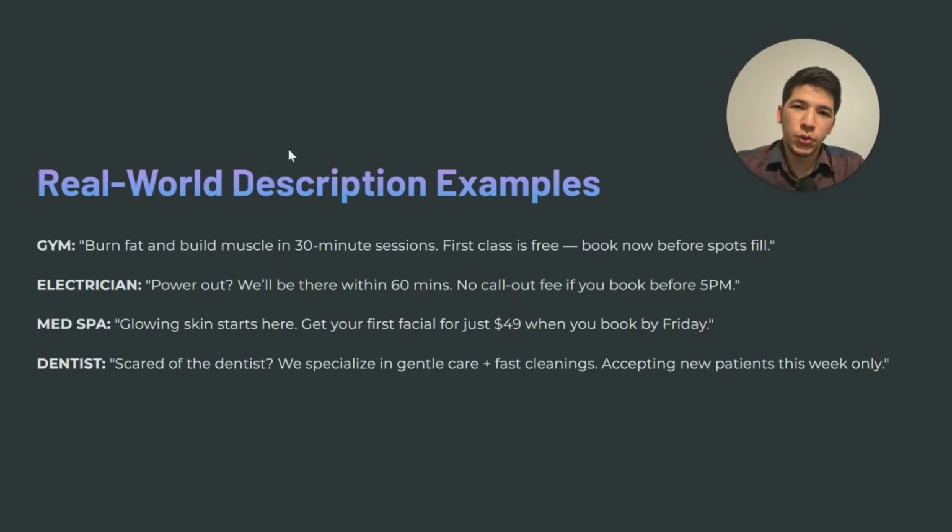And here, as per usual, we go into real world description examples. First, we'll start with the gym. Burn fat and build muscle in 30-minute sessions. First class is free. Book now before spots fill. Electrician: power out? We'll be there within 60 minutes. No call out fee if you book before 5 p.m. This is actually very good.